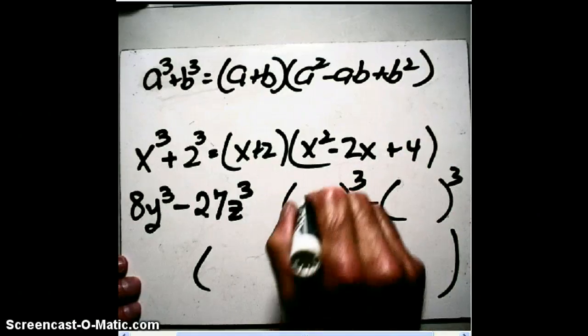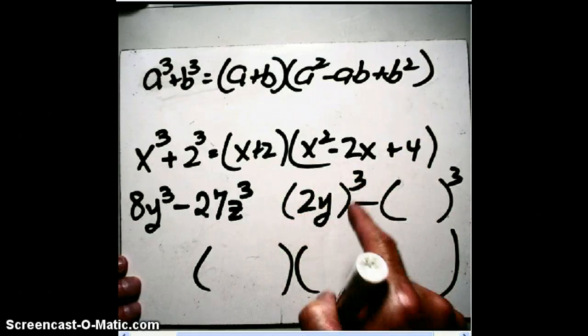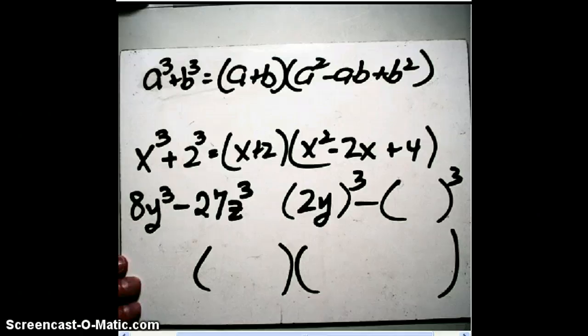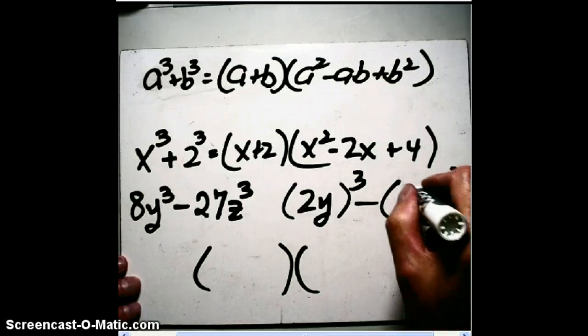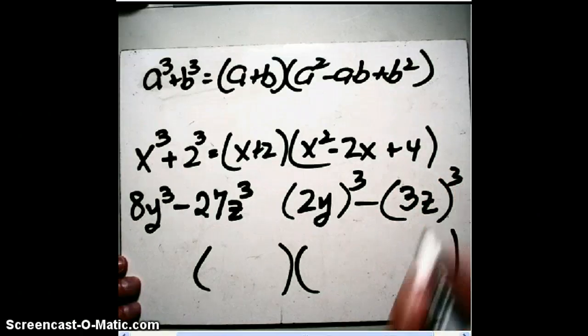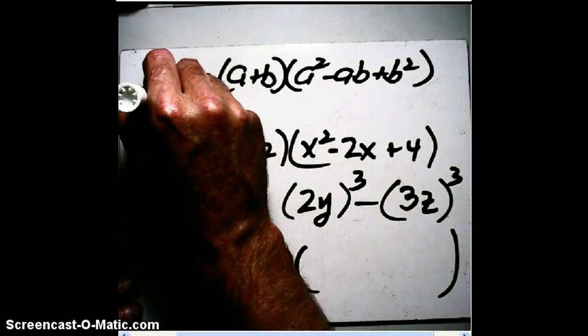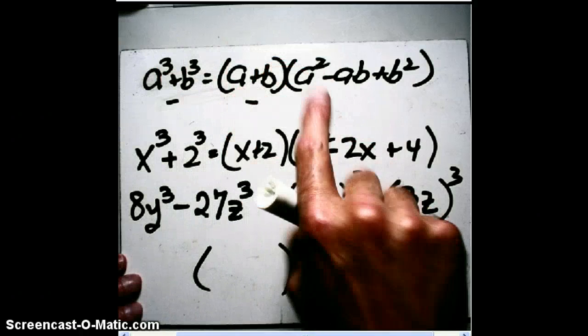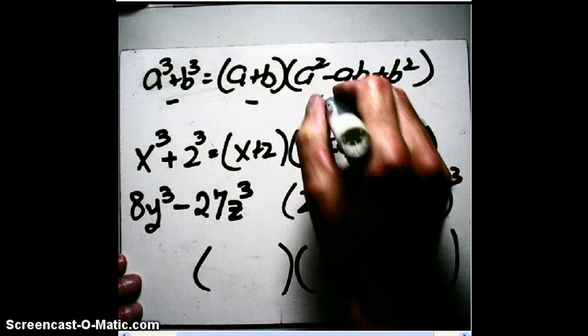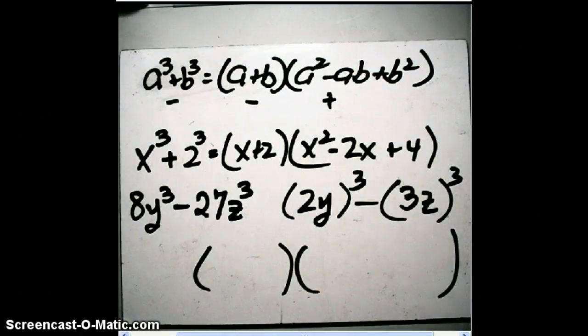How about 2y? Would that give me 8y cubed? All right, 27z cubed. 3 what? 3z. That is exactly right. Now, over here at the top, we didn't do the minus. The minus is just going to look like this. If that's minus, this is minus, and this is the opposite sign, which is what? Plus.